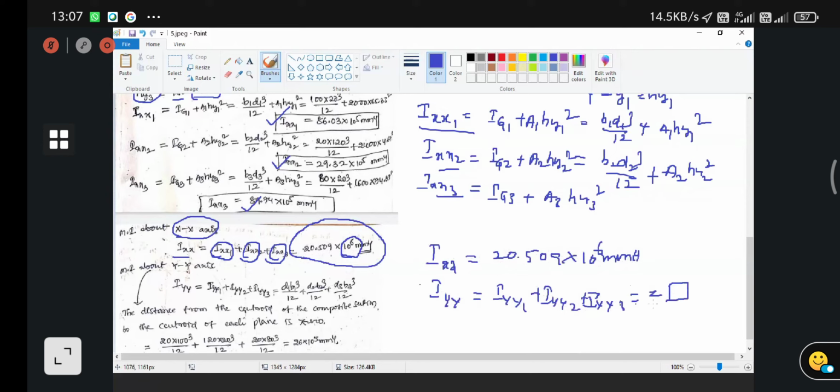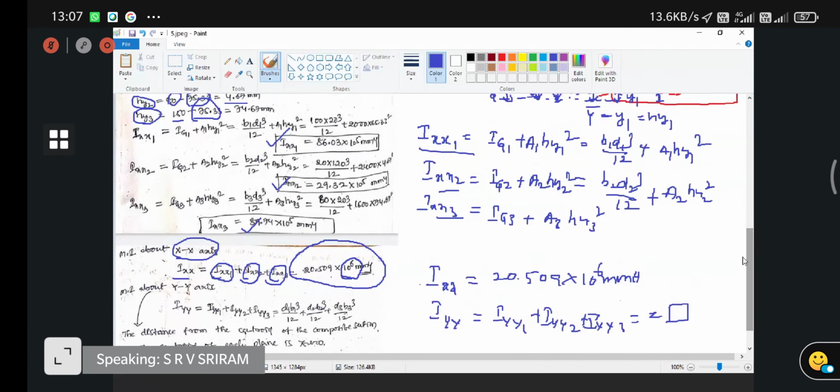Okay. So distance from the composite section. So see here, what I am trying to say is, for any composite section, see here, for any composite section problem.